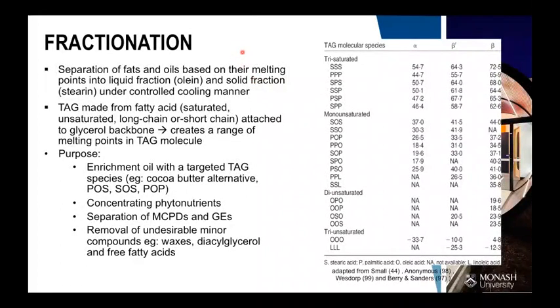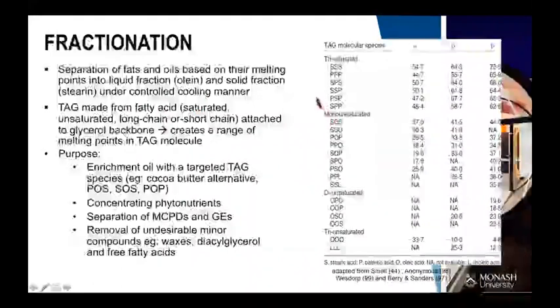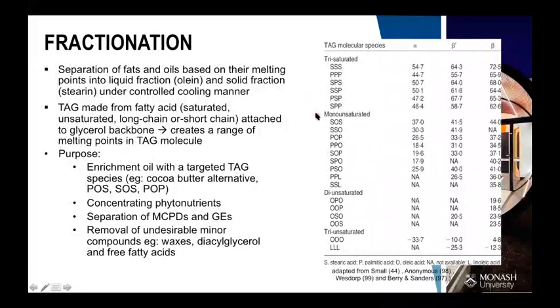So that is the fractionation process. The reason we can separate glycerol species is, as I mentioned, that triacylglycerols contain a range of fatty acids, be they saturated, unsaturated, long chain, short chain, or even medium chain. These are examples of triacylglycerol molecule species. As you can see, we can have a variety of species because of the attachment of different types of fatty acid. So we have our trisaturated, monounsaturated.